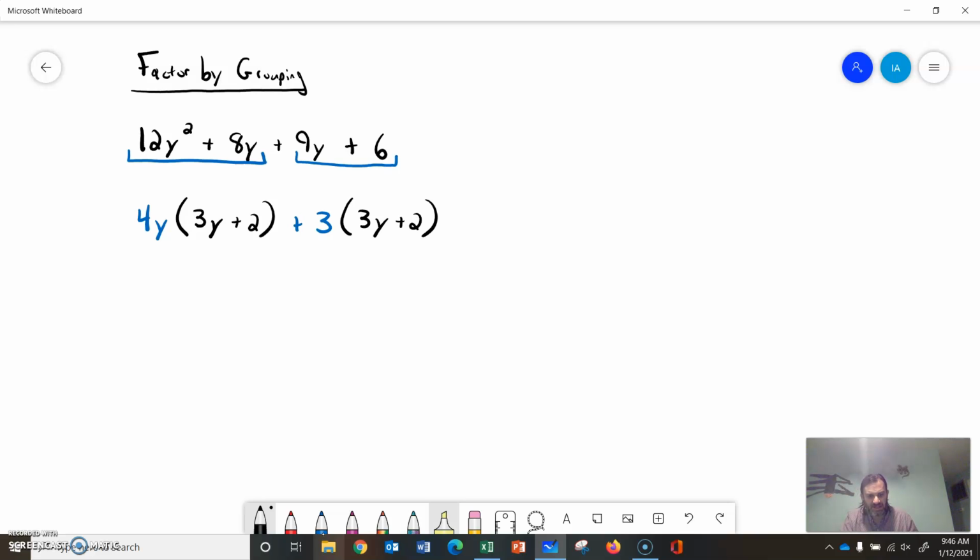And the important thing here to notice is that we have 3y plus 2 as a factor of each one of these. So depending on how you view that, you can pull that common term of 3y plus 2. It might be complicated, but it is a common term to both of these out front. And then if you factor it out of the first term, you'll be left with 4y. Factor it out of the second term, you'll be left with 3. So this thing factors into 3y plus 2 times 4y plus 3.